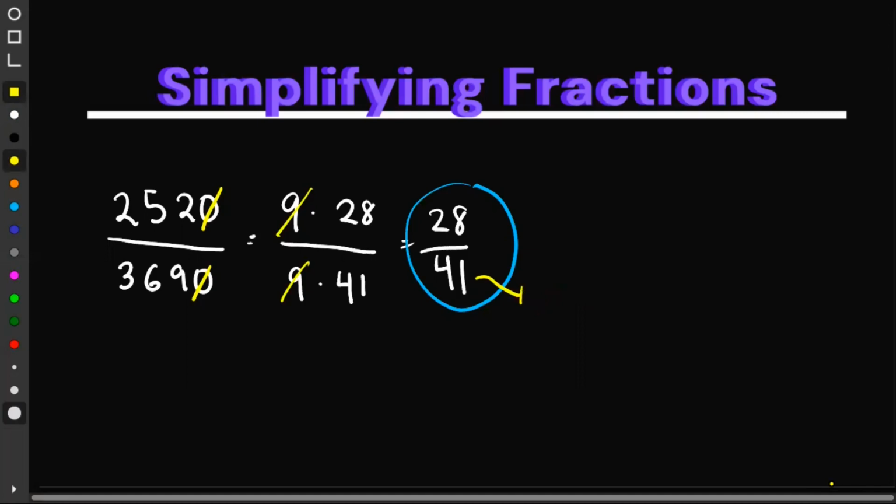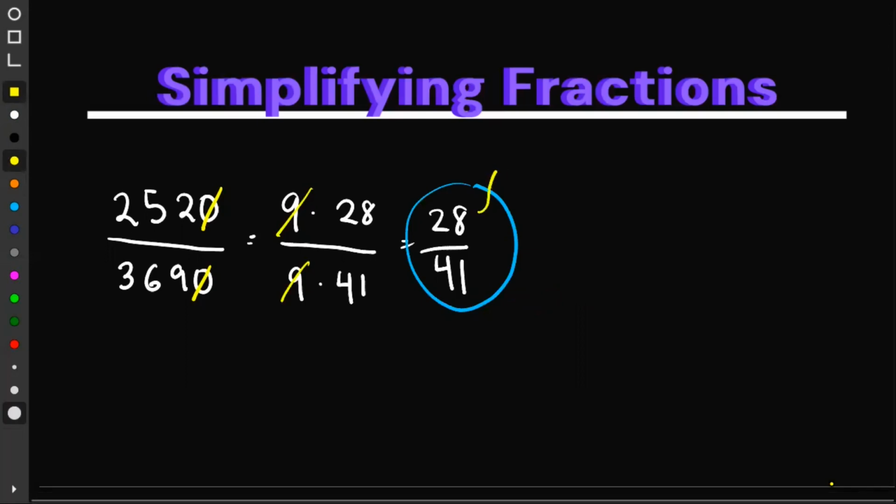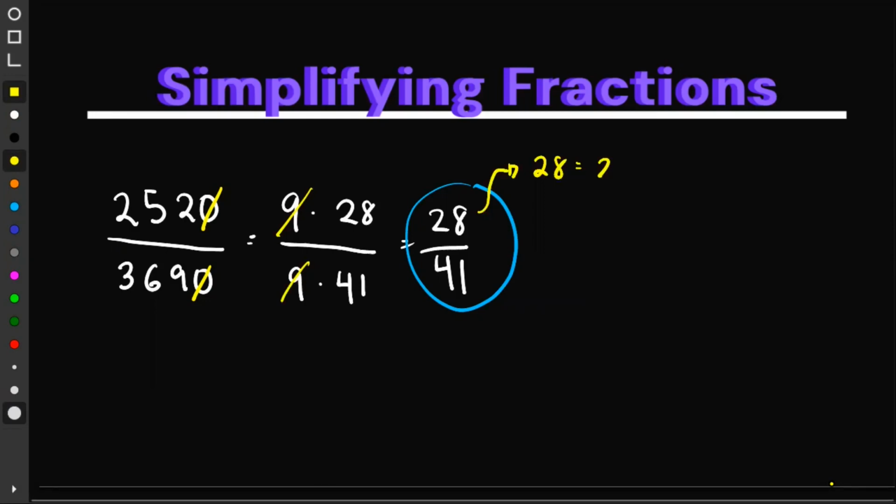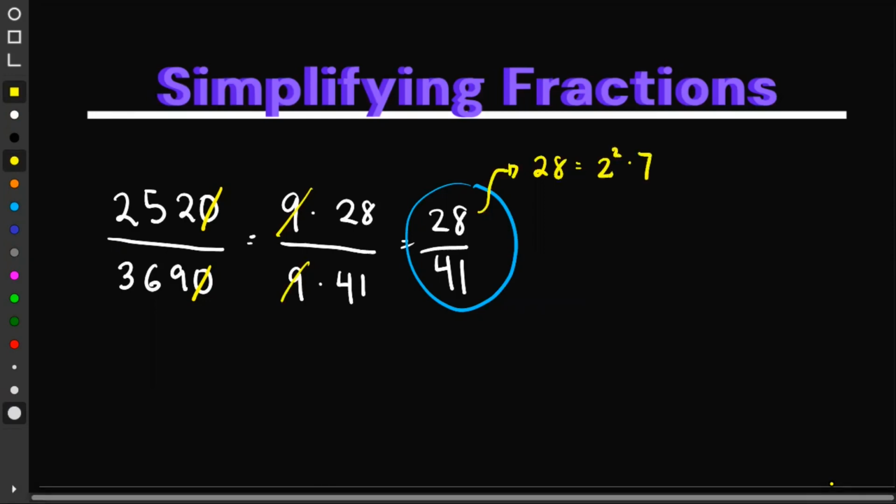But if you do not know that, you can try to factor this out and get its prime factorization. So 28 is equal to 2 squared times 7. You can try to divide 2 and 7 by 41, and upon trying that, you would see that both 2 and 7 are not divisible by 41. So this is indeed its lowest terms.